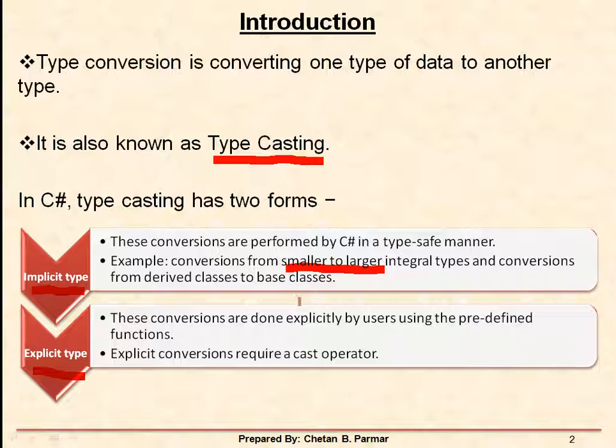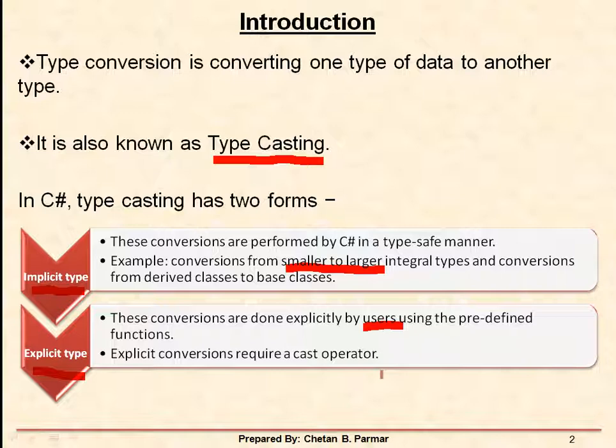Okay. Then the next one is explicit conversion. These conversions are done explicitly by the user using predefined functions, and you have to remember which functions you have to use in your program. Explicit conversion requires a cast operator also. This is a cast operator. So for explicit conversions you have to convert using explicit user-defined functions.